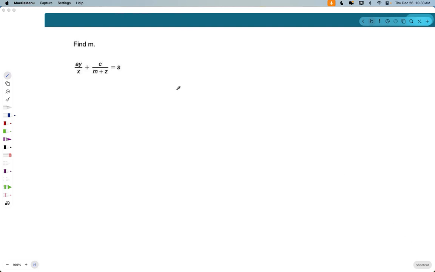All right, we're going to find m. So we need to find a common denominator first. So our common denominator is going to be x times m plus z. So we're going to multiply each term by what is missing from the denominator. So m plus z over m plus z times ay over x. Plus, this one's missing the x. So x over x times c over m plus z. And this is missing all of them. So x times m plus z over x times m plus z times s over 1, because it is a whole number by itself.